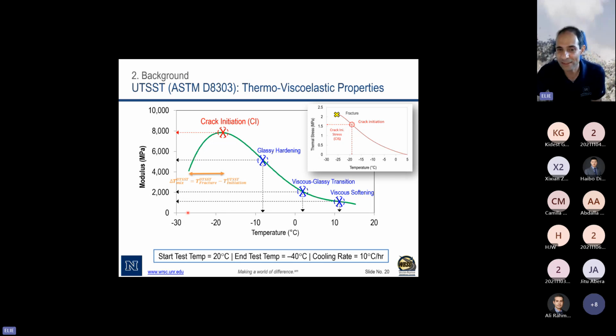Now, why is this important for us? Because what we saw with some mixtures that are brittle, that delta T is very, very small, or even sometimes 0. So when you're dealing with high RAP, RAS mixtures, reclaimed asphalt shingles and everything, they may have a very high modulus.